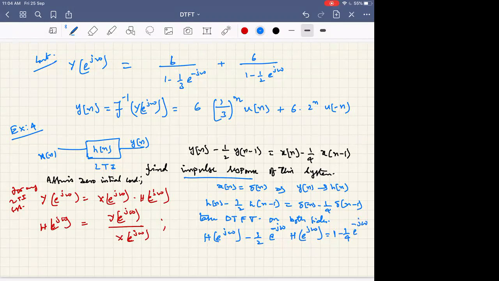Okay, so I hope those who are not clear on this become clear. Finally what I got is H of e power j omega is equal to 1 minus 1 by 4 e power minus j omega by 1 minus 1 by 2 e power minus j omega. Is this fine? So from here, what I want to get is h of n. Can one of you tell quickly how should I write h of n using properties?